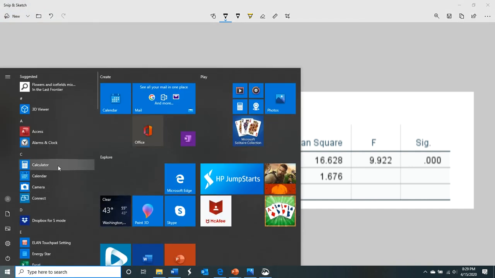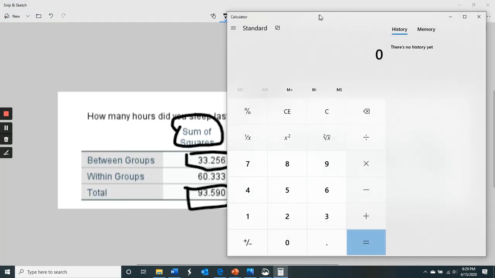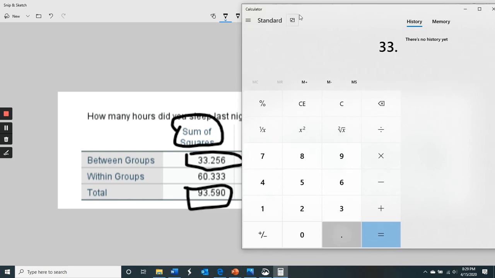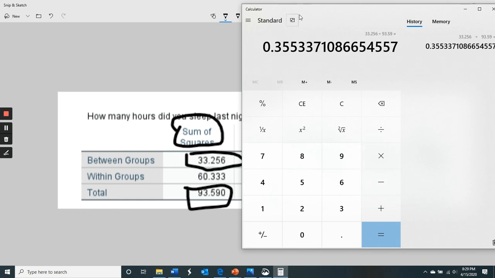And I'm going to bring up my calculator, which is a little bit big here, but I'm going to put in 33.256, the sum of squares between, which is the effect of the PV. So I'm going to figure out the percent of variance that the PV explains in relationship to the total. So sum of squares between divided by sum of squares total. And voila, our effect size is 0.36. Our eta squared is 0.36.